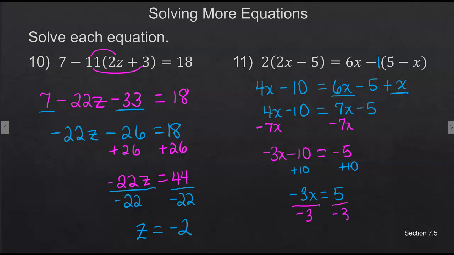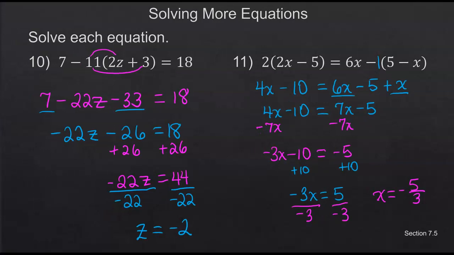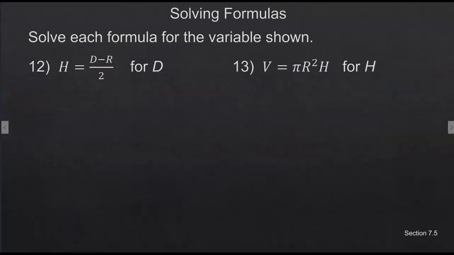Last step, divide by negative 3, and x is negative 5/3. So then we've got that completed. Now we go on to the formulas.